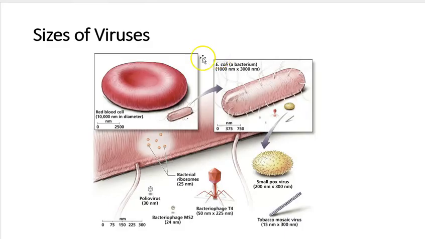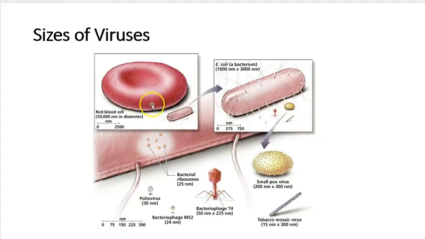Okay, so here you have a red blood cell, and next to it is our lovely E. coli. The tiny little dots are the viruses. Okay, so these are very, very small. We cannot see them underneath a light microscope. You need an electron microscope to look at these things, okay?